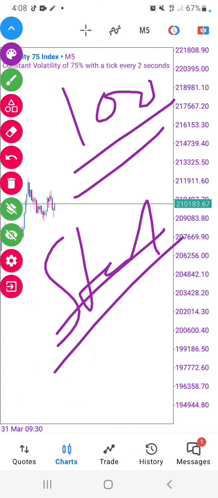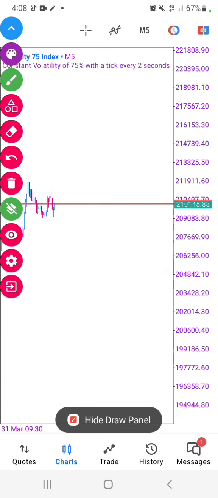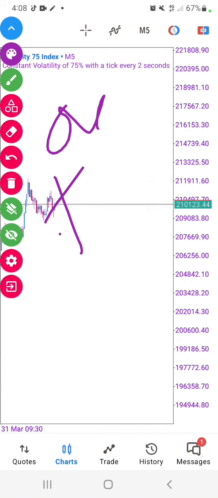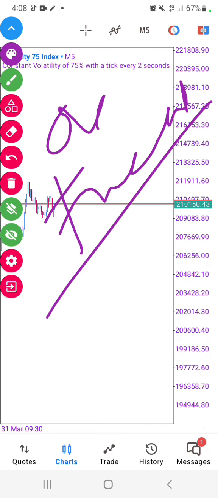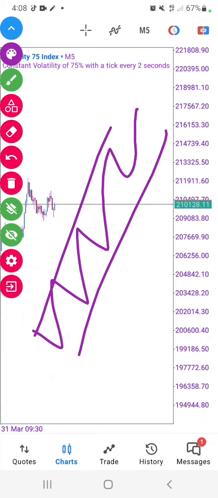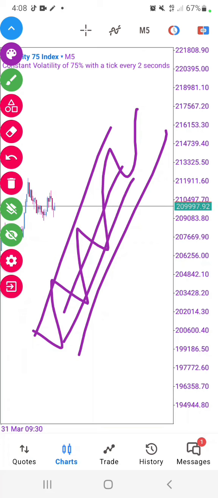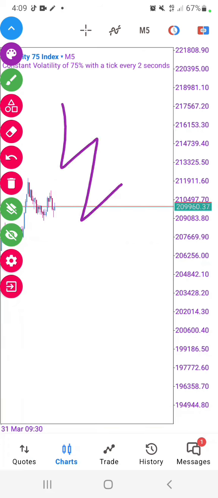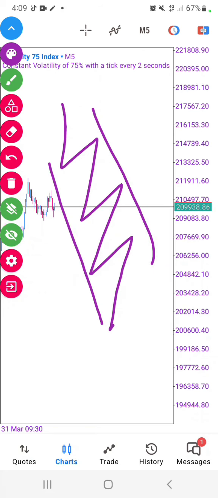Step number one is to identify the overall trend, what we call the market direction. We all know that the market always moves making higher highs and higher lows. When you see this on a high time frame, you know this is an uptrend. Or if the market is making lower lows and lower highs, this is what we call a downtrend.